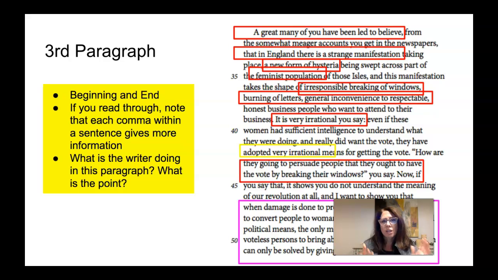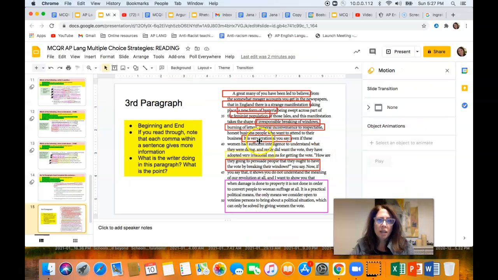Extends a thought. So each comma will give you more information about what came before. And so all of this stuff is more information about what the men have been led to believe, right? That there's this feminist population, a new form of hysteria, irresponsibility of women breaking windows and burning letters and making everything all messed up, right? In terms of ruining businesses, and very irrational.